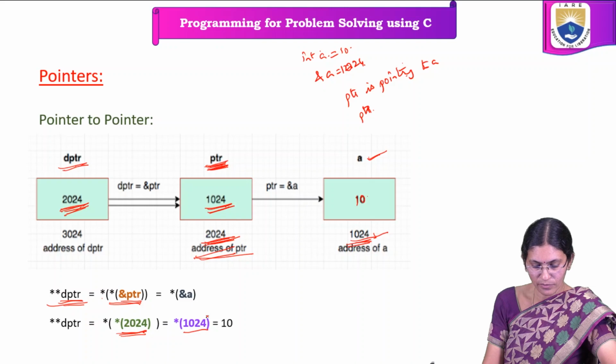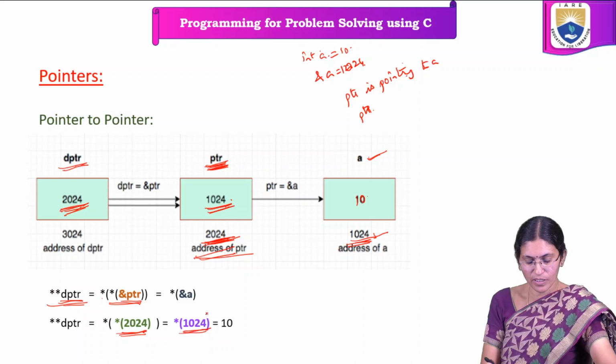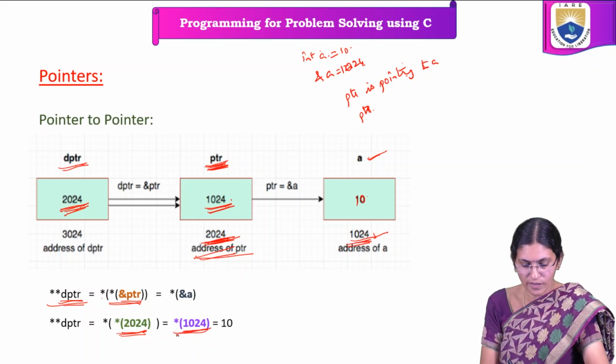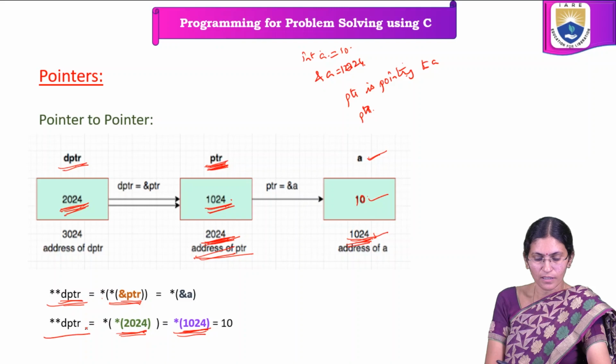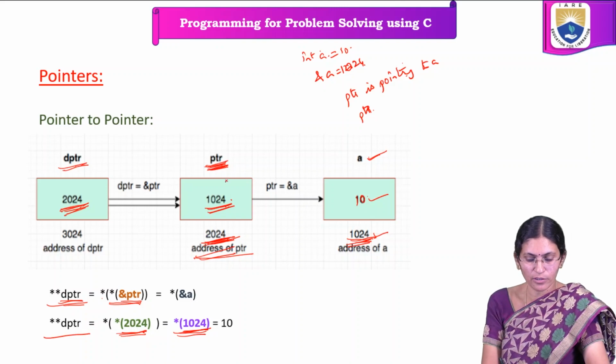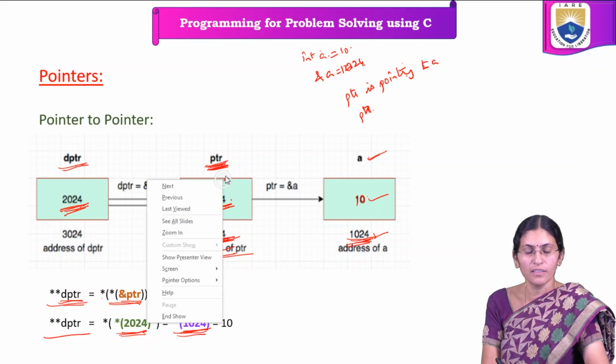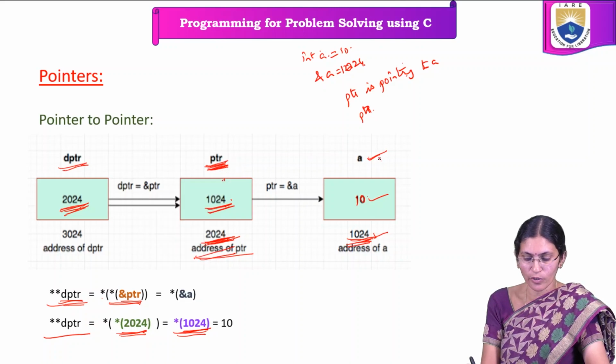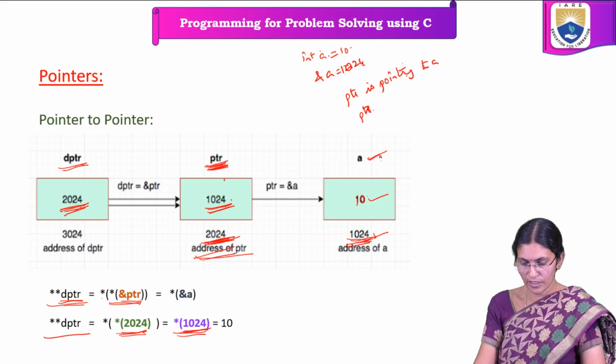So that is given by this one. The value at this address 2024 is 1024. Now the value at this address 1024 is 10. In this way, this is a double pointer which is pointing to PTR, which is a pointer, and this in turn is pointing to an integer variable.